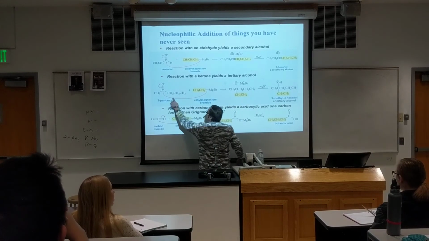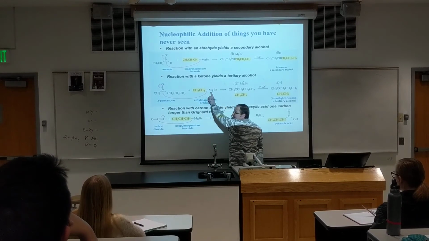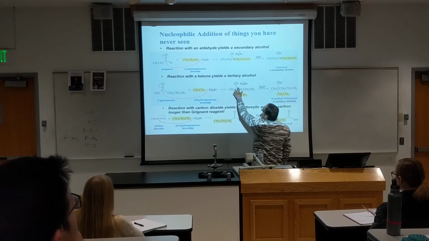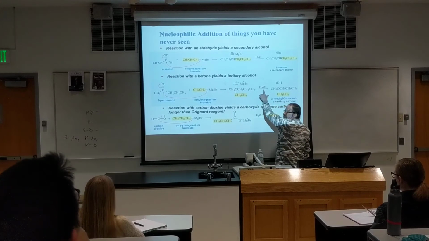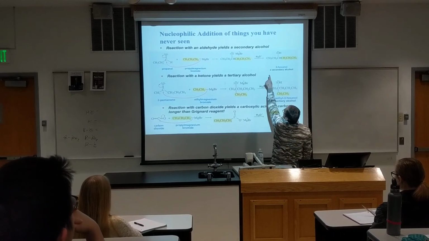Because once this comes in here and I get the O minus, the O minus is going to form an ionic bond with the magnesium, like a salt, and this is it. So at the very end, if we want the alcohol, we have to add an acid. So hydrochloric acid, hydrobromic acid, any kind of acid, and we would do that with all of them.